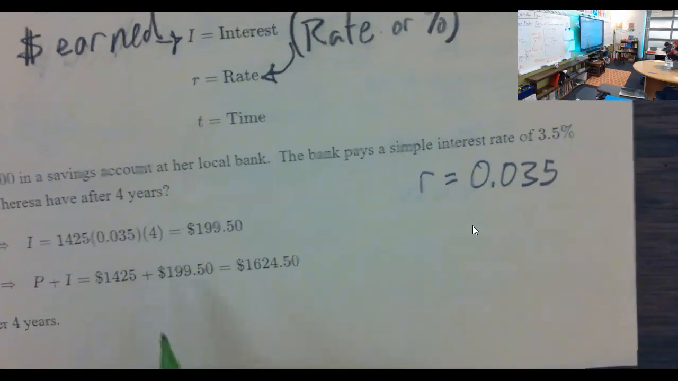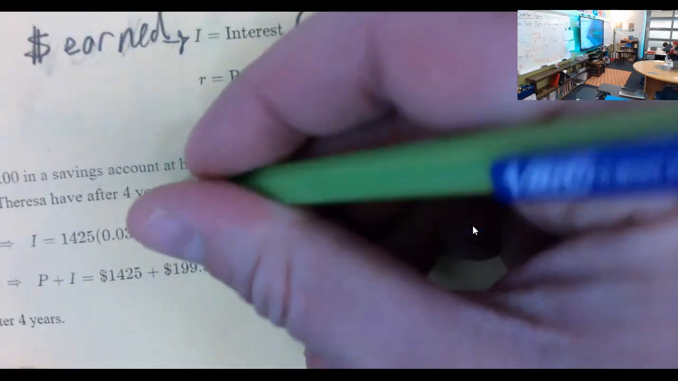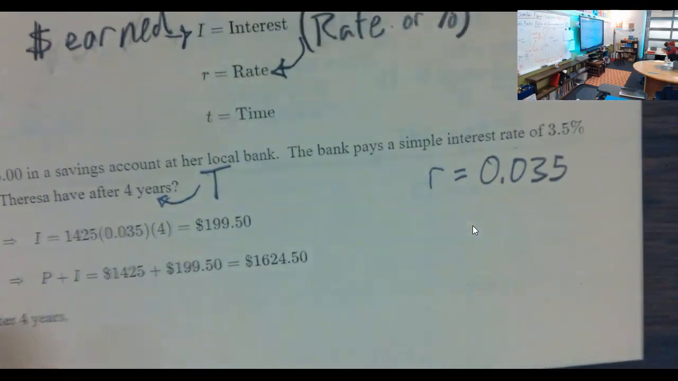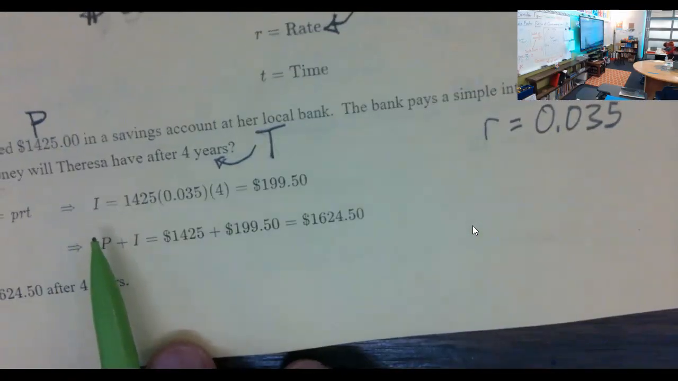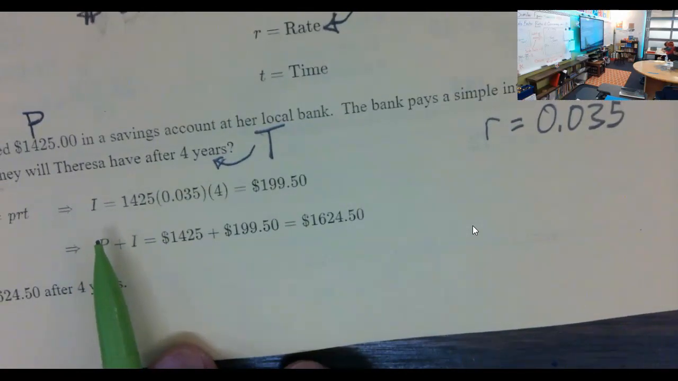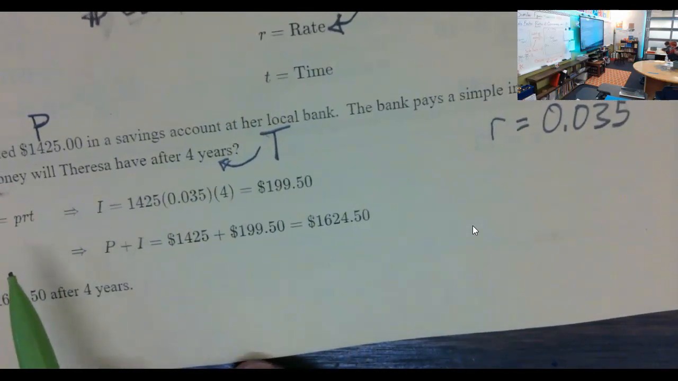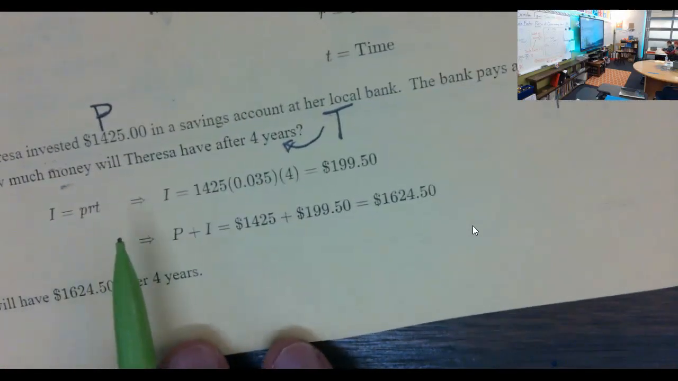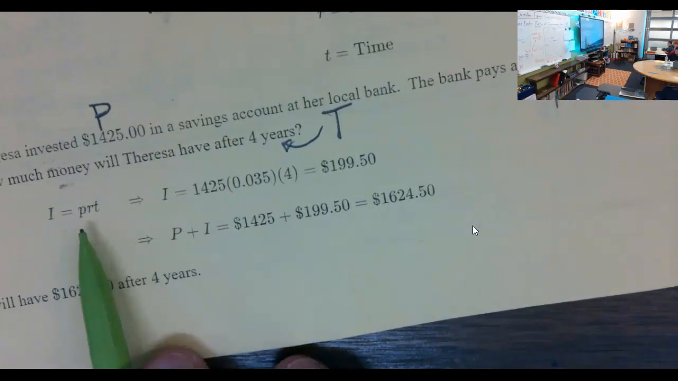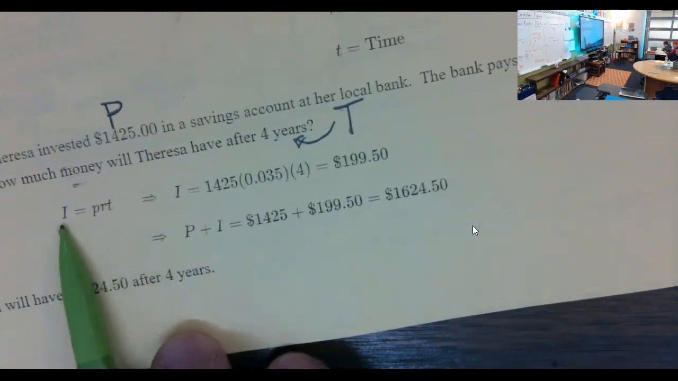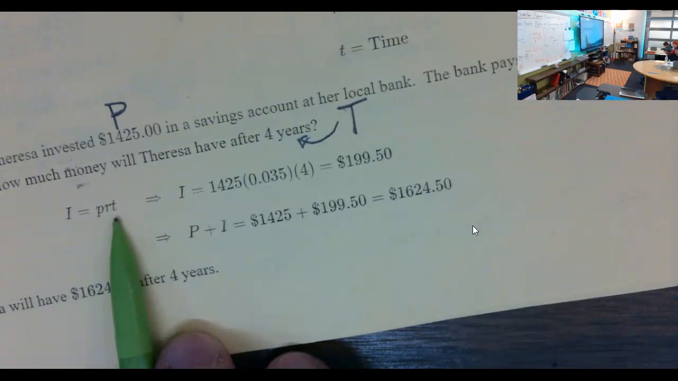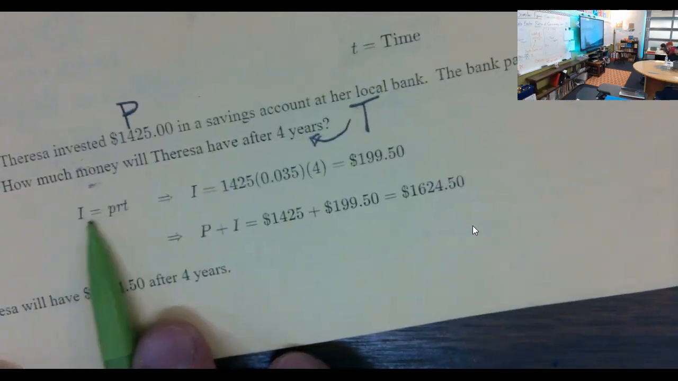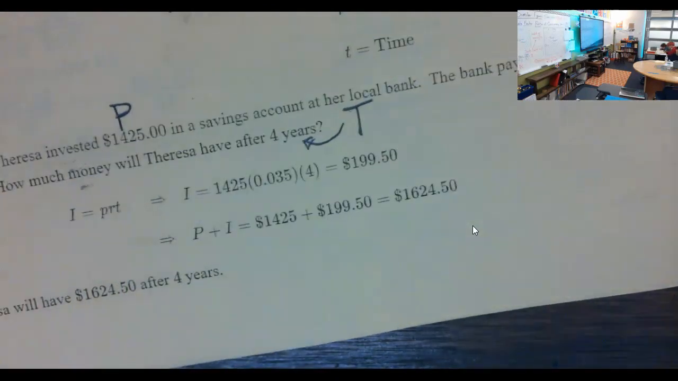And then Teresa leaves it in there for 4 years. Well, that should be obvious. That's our time. So we set up our PERT formula. Just like dirt formula. But, hold on. Guys, you can't tell your brain it's just like dirt because dirt had an E in it. PRT. Interest equals P times R times T. PERT, kind of, if you want to tell yourself that, but there's no E. So, interest equals PRT.